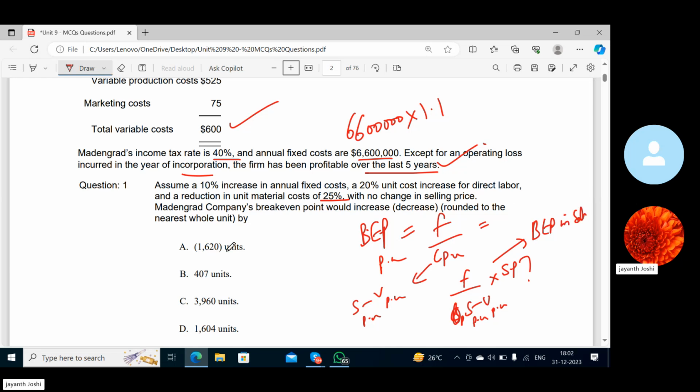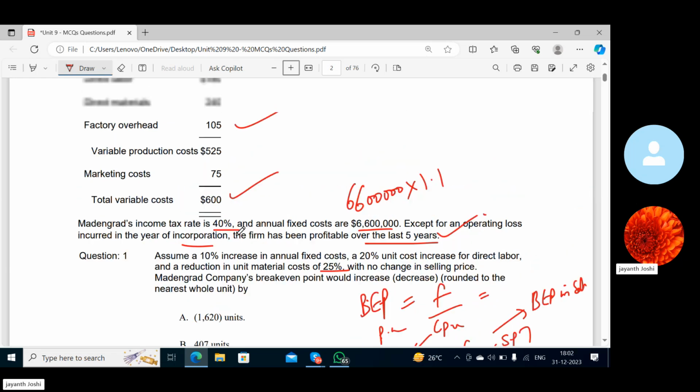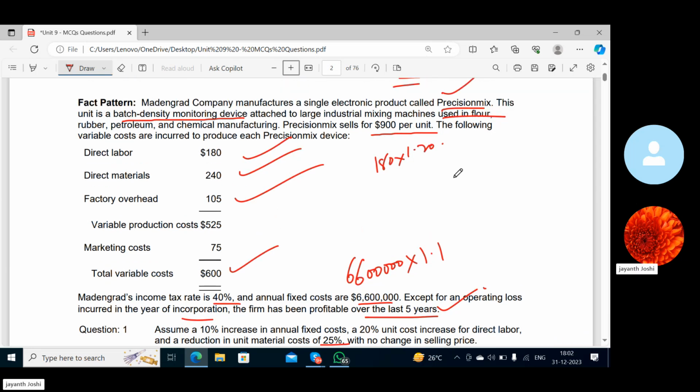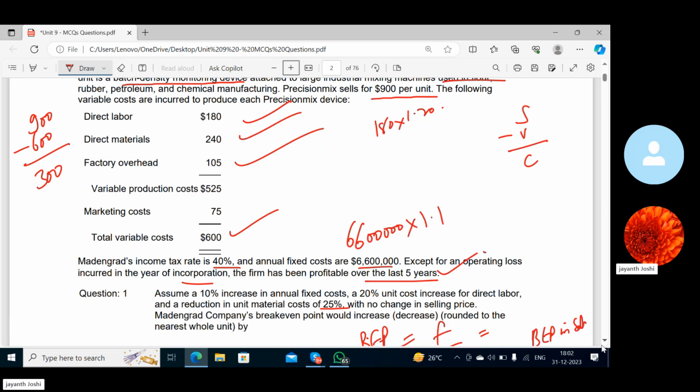So we are concerned with break-even point in units, so we will see the contribution now. Let us increase the direct labor by 20%. So 180 into 1.20. And what is the contribution formula? Sales minus variable cost is contribution. What is the contribution right now? 900 minus 600, it is 300. Let us now change the things: 180 into 1.20, and the metal cost, 240 into 0.75.